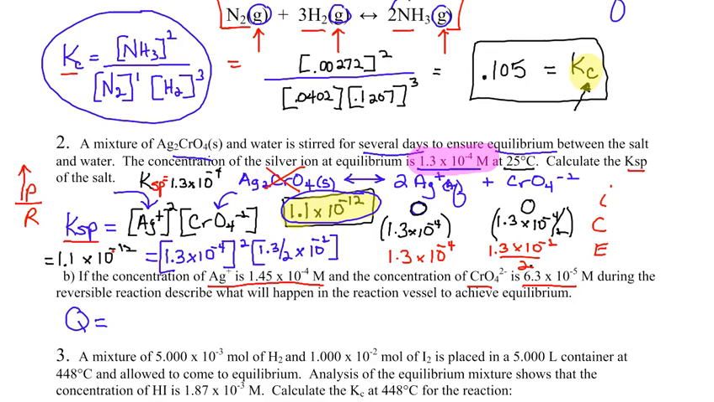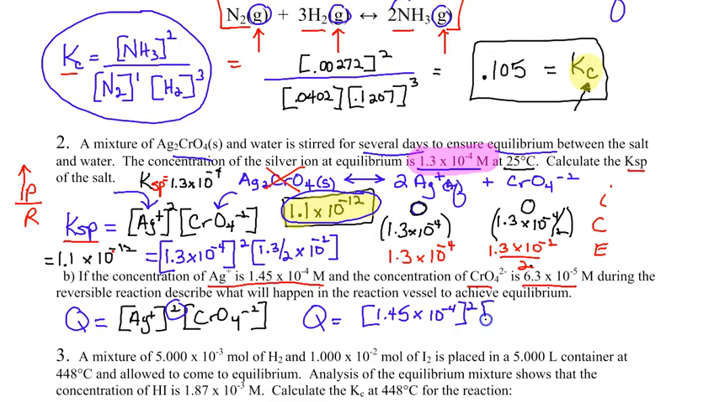Okay, so let's write it. It's the concentration of the silver ion squared over the chromate. Q and K, those equations that we use to evaluate Q and K, or KSP, however you want to call it, are the same. One's at equilibrium, one's not. So what does Q equal? Okay, so let's plug it in. Q is equal to the concentration of the silver, 1.45 times 10 to the negative 4. Don't forget what? Squared. Times chromate, which is 6.3 times 10 to the negative 5.